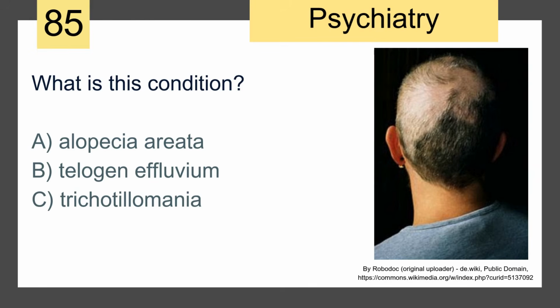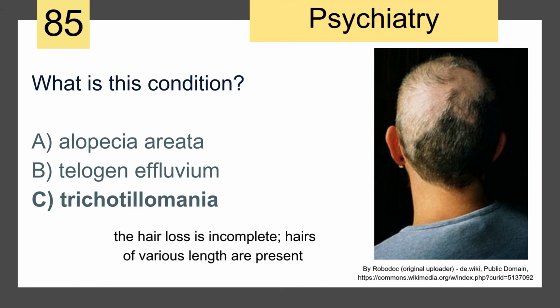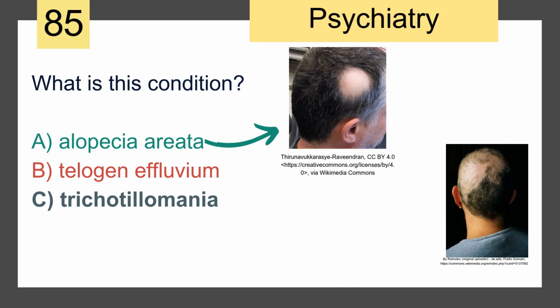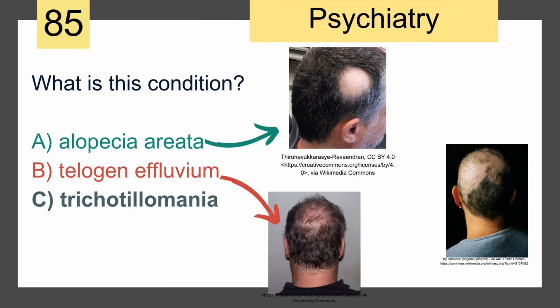And question 85, we see this guy who is balding over here. This is a psychiatric condition, actually, trichotillomania. They have anxiety or OCD or something like that, leading to hair loss. They pull out their hairs. And we can take a look at the bald spot. We see hairs of various lengths. We contrast this with alopecia areata, where we see a very, very defined bald spot, which is completely bald, and telogen effluvium, which is a fake diagnosis, which just means they're thinning.